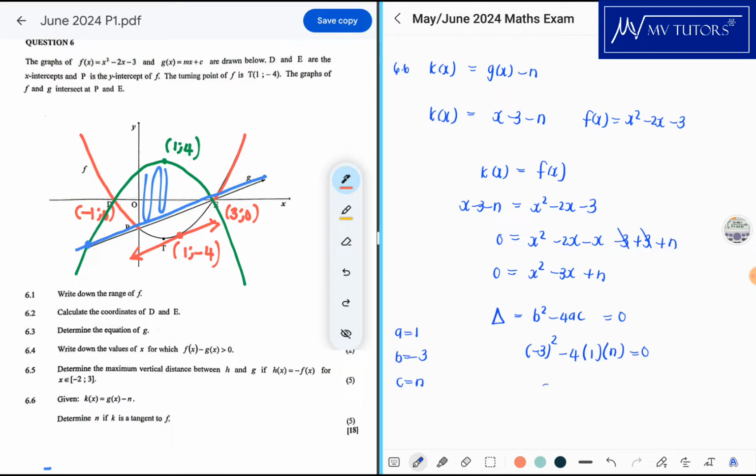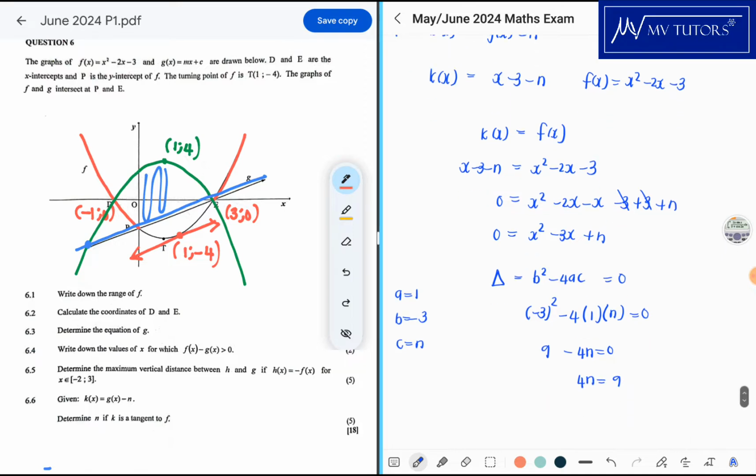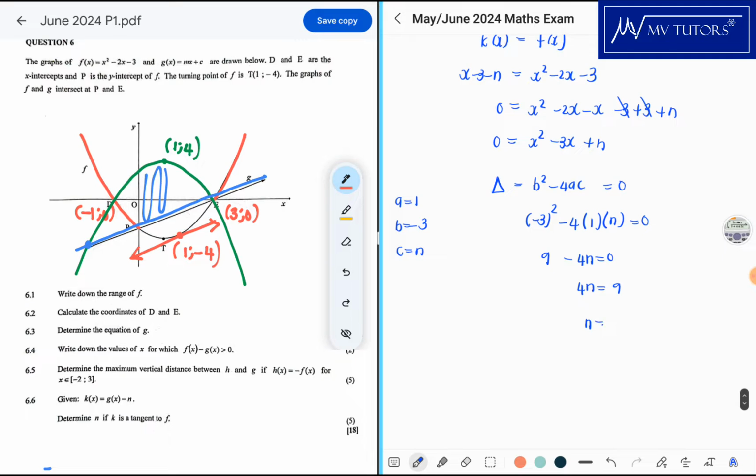So I have 9 minus 4n is equal to 0. So 4n is equal to 9, and n will then be equal to 9 over 4. So I needed to shift the graph of g 9 over 4 units down in order for it to be a tangent. Okay, and that's it for question 6.